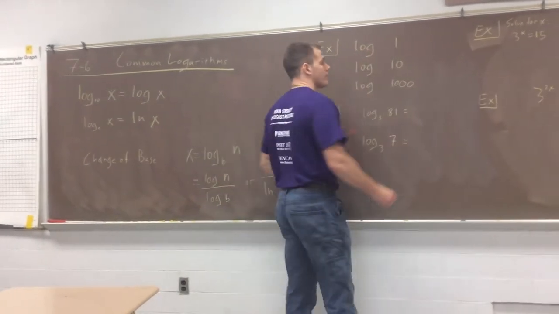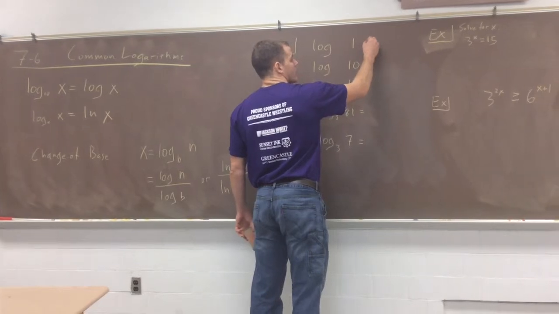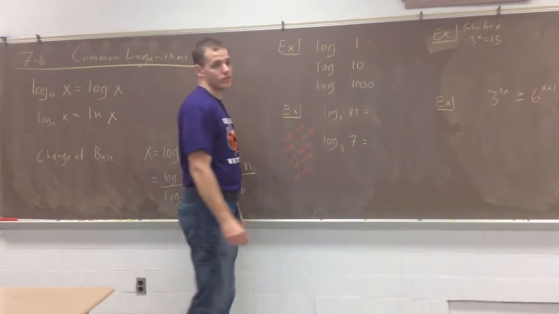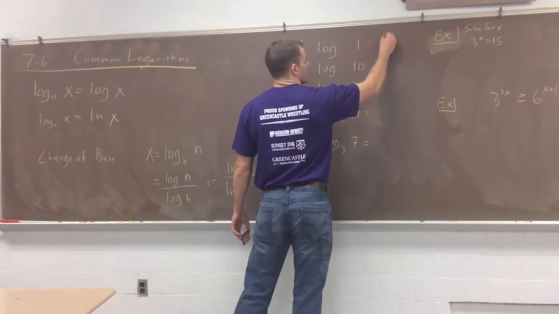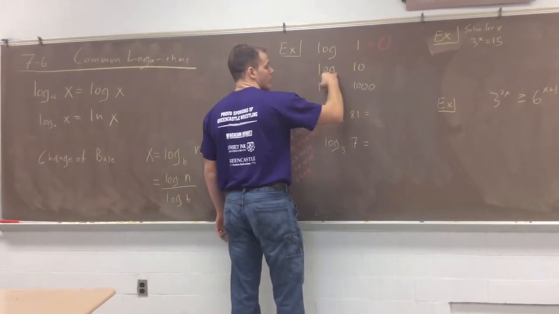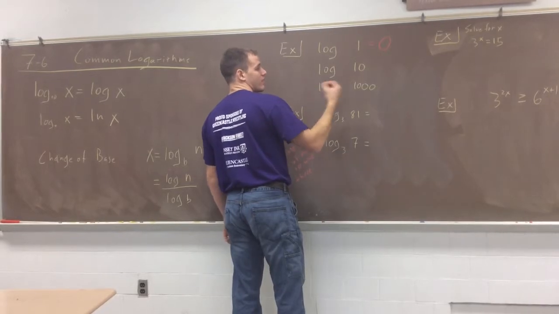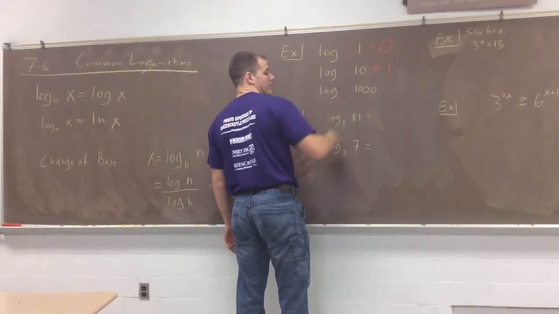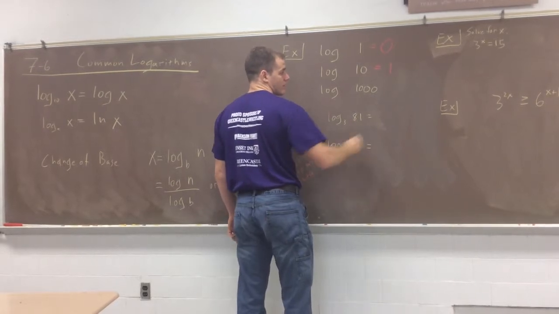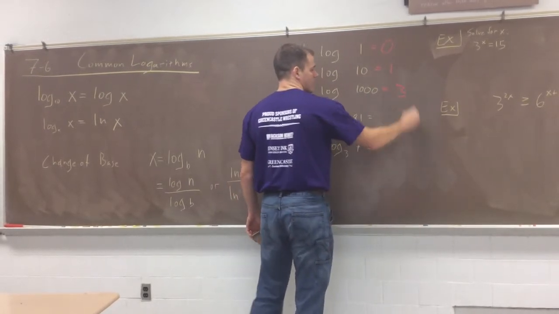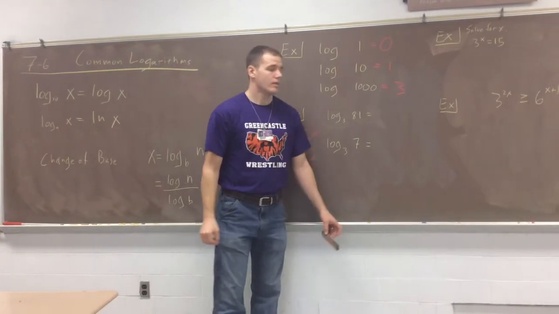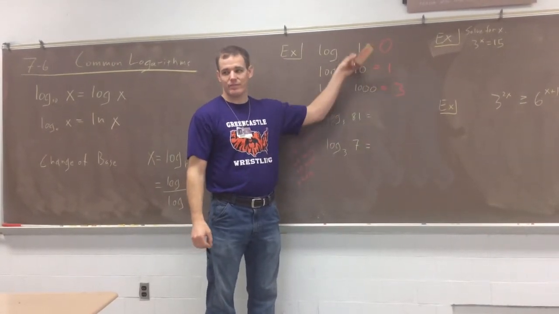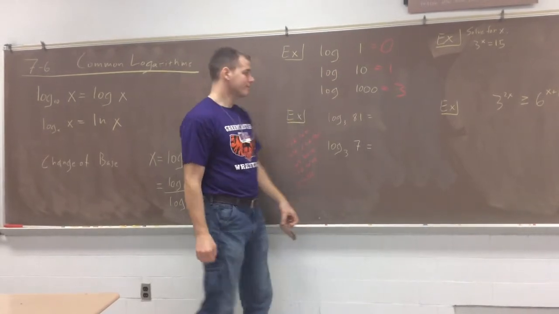Log base 10 of 1. 10 raised to what power gives us 1? Shout it out. 0. One person knows. Log base 10 of 10. 10 raised to what power gives us 10? 10 raised to what power gives us 1,000? 3. You'll notice this is also the number of zeros, right? Easy? Okay.